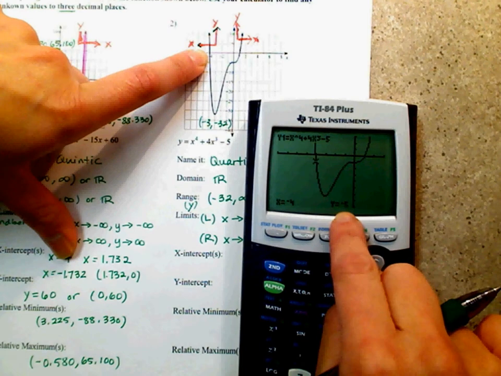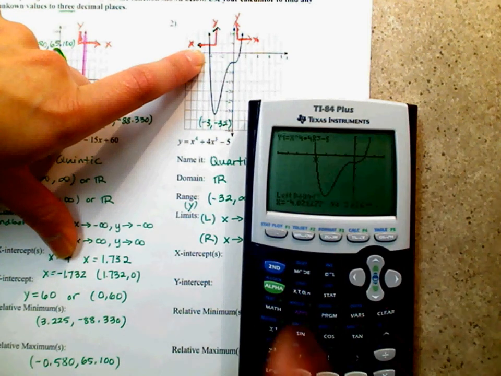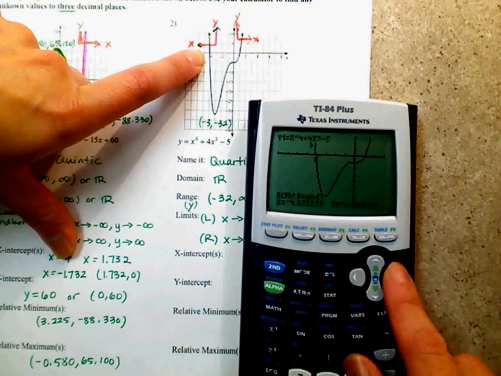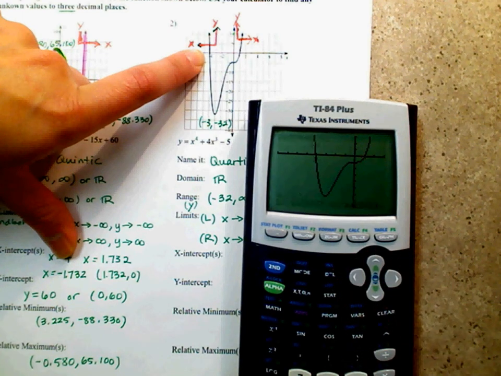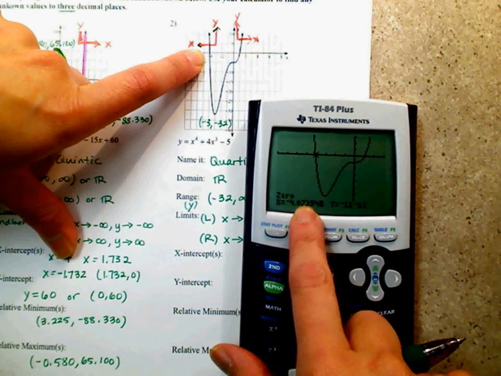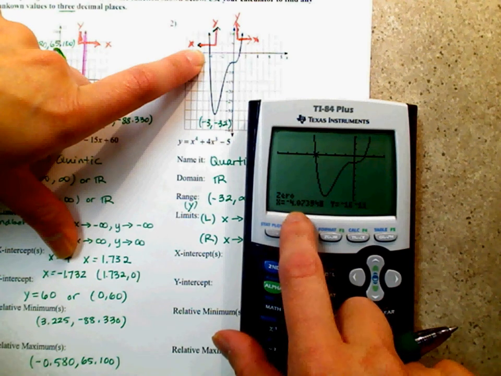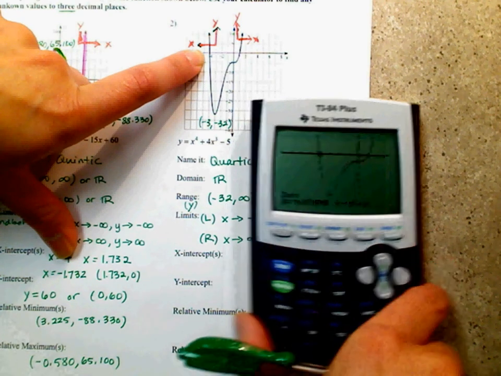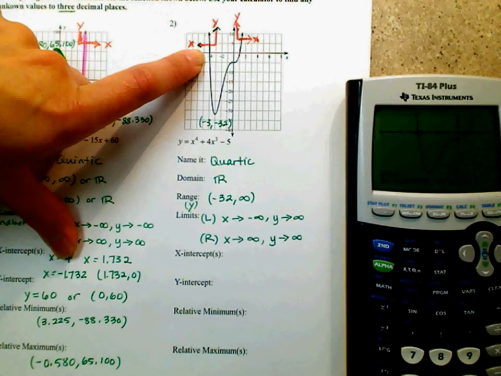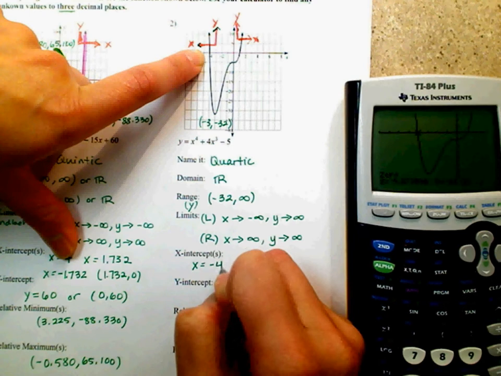Let's do the other way. 2, 0. Go to the left, enter. Right of that, enter. Guess what? It's not crossing at 4. It's crossing at negative 4.074. Okay, so notice how it's not at 4. So don't ever assume. So x is crossing at negative 4.074.